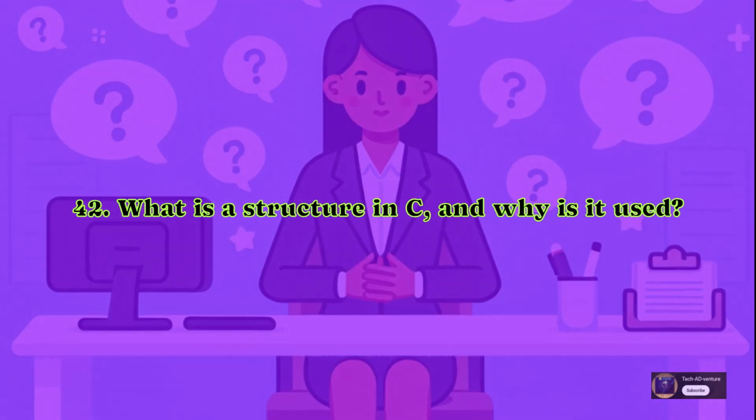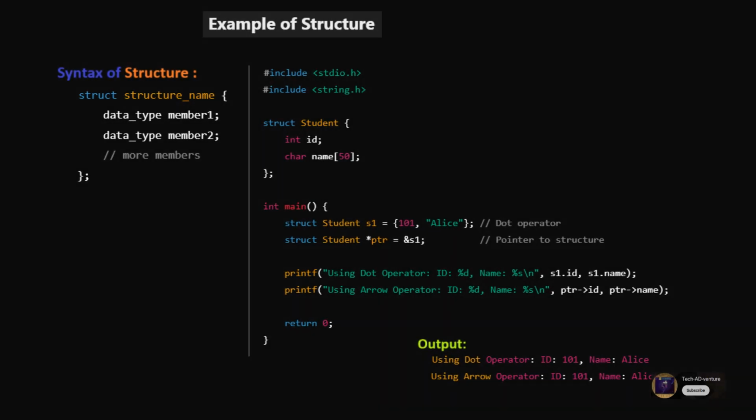42. What is a structure in C, and why is it used? A structure in C is a user-defined data type that allows grouping of different data types under a single name, making it easier to represent real-world entities. Structures are widely used in applications like databases, embedded systems, and complex data structures. By combining structures with arrays, pointers, and dynamic memory, C provides a flexible and efficient way to manage data.